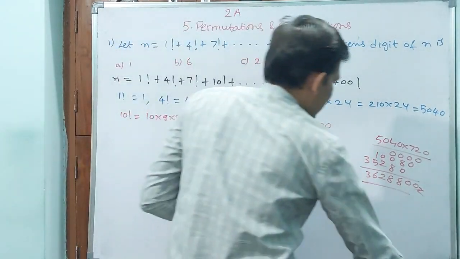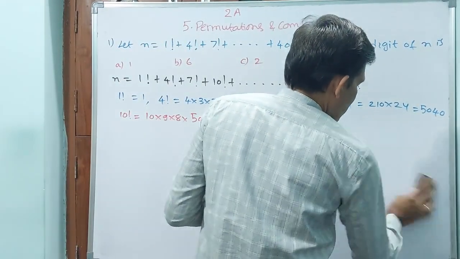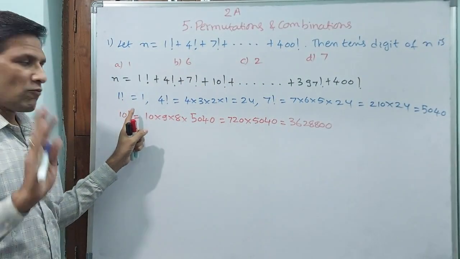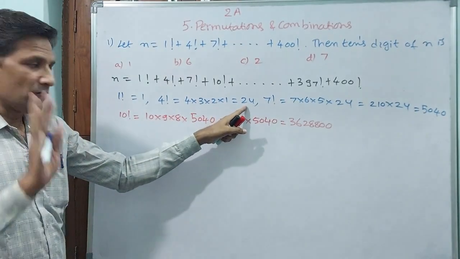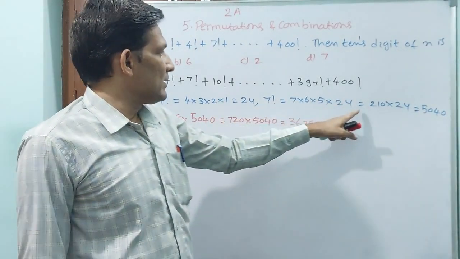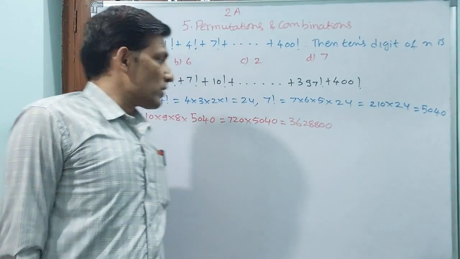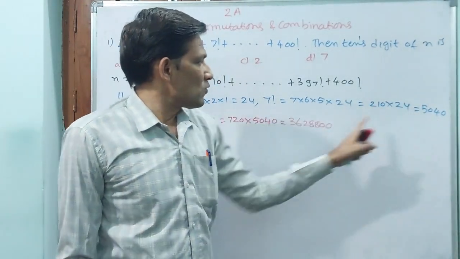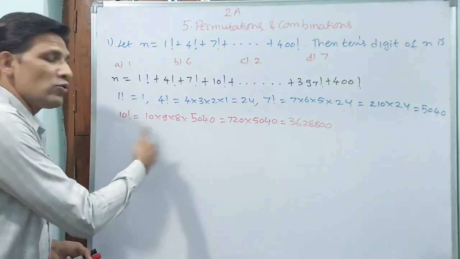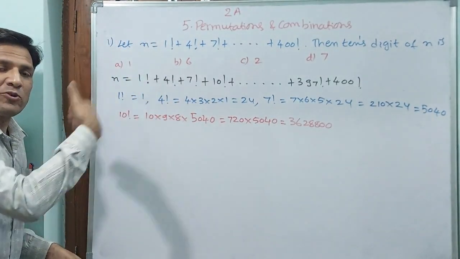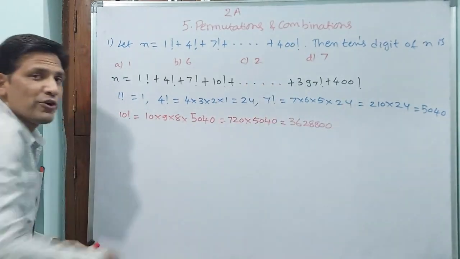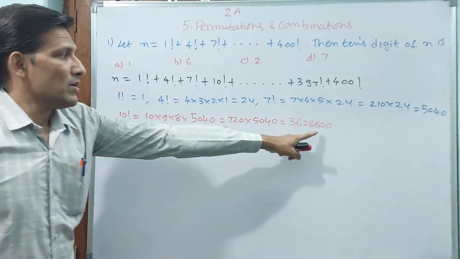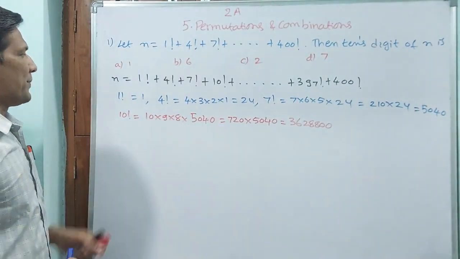Now stop and analyze. You see, 1 factorial, 1 has come. 4 factorial, 24 has come. 7 factorial, 5040 has come. Now 10 factorial, after 10, 2 zeros have come. Even if you go to 13 factorial and beyond, these zeros are going to increase, because you are going to multiply again by the same thing. Understand carefully.